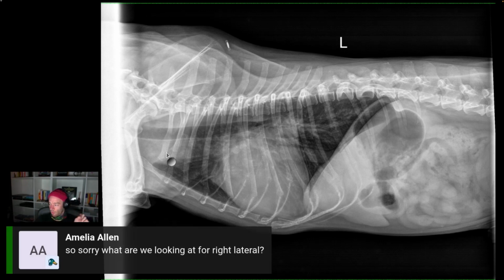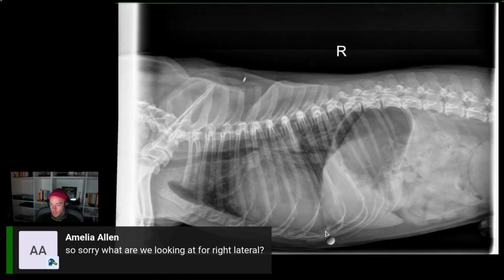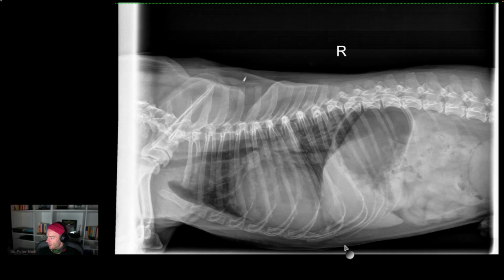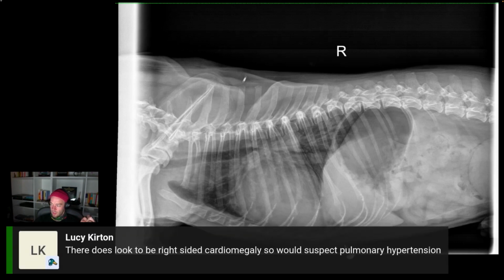So what you're looking for on the right lateral view is, in healthy dogs, the cardiac apex should touch the sternum. It should be in close contact with the sternum. It should look kind of flush like this. That's normal on a right lateral view. If you see the apex of the cardiac silhouette rolling dorsal to the sternum on the right lateral view, that's not normal. And that could be a telltale sign that the dog has pulmonary hypertension. You don't use that sign in isolation, but I think it was Doc Curtin who said, I wonder if this dog has right-sided cardiomegaly, so I would suspect pulmonary hypertension.